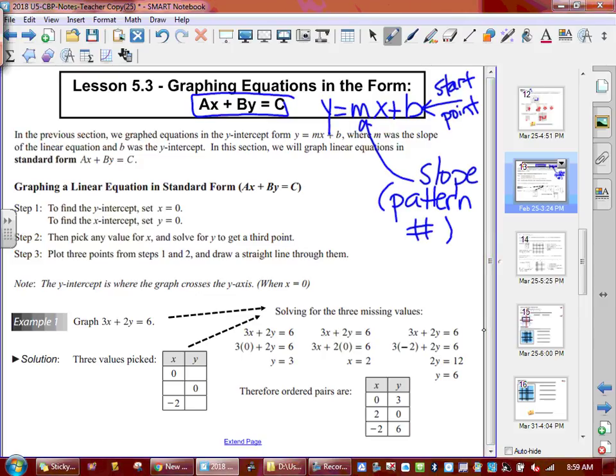So it says, graphing it in standard form. It's actually called general form. Okay, this is called general form. If everybody could write that, please.